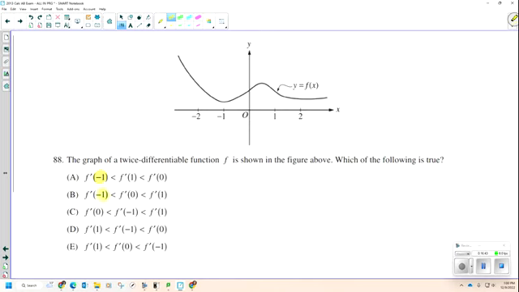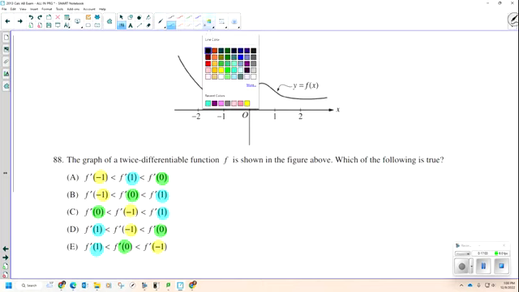-1, -1, -1, -1, -1. 1, 1, 1, 1, 1. Okay, I'm just checking it. And 0, 0, 0, 0, 0. Okay, so I need to find the derivative at -1, the derivative at 1, and the derivative at 0.